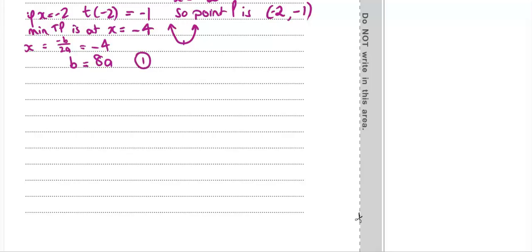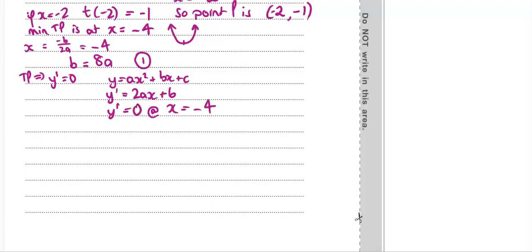We also know that the turning point is where the first derivative equals 0. So given y equals ax squared plus bx plus c, then y dash is 2ax plus b, and we know that that is 0 at x equals minus 4. So 2 times a times minus 4 plus b equals 0. And that's just another way of getting us to the same place, the fact that b equals 8a.